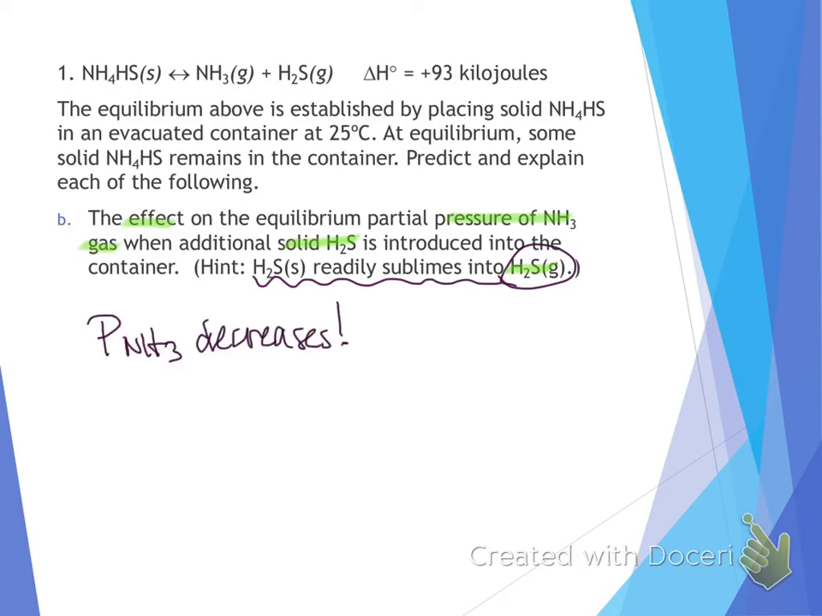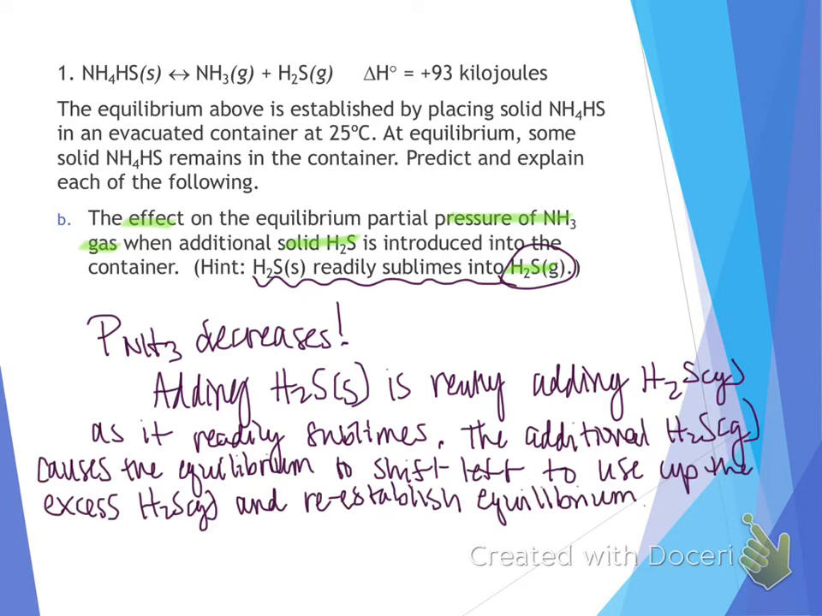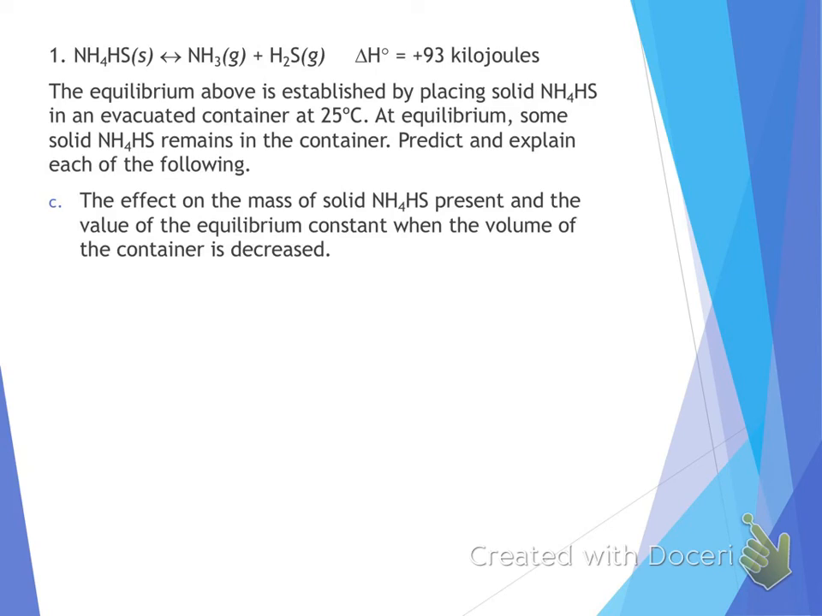You should find that your partial pressure of the NH3 is going to decrease whenever we add that H2S. Adding that H2S solid is really adding H2S gas because it readily sublimes. That extra H2S gas is going to cause our system to shift left. Well, shifting left to use up that excess H2S and get back to equilibrium is also going to use up some of the NH3. Using up some of that NH3, less moles is going to be a lower partial pressure of NH3.